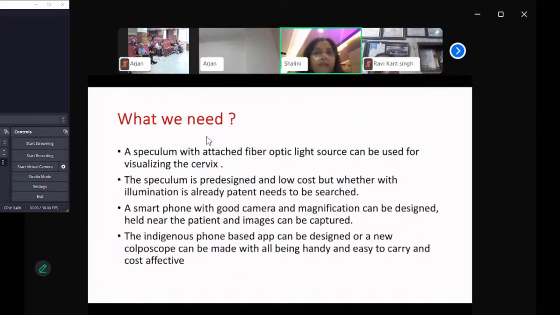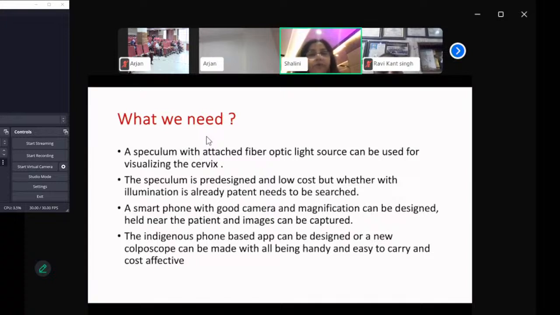So what we need is a speculum with an attached fiber optic light source which can be used for visualizing the cervix. Now this is already patented, which I could see. So the speculum can still be designed at a low cost in India, and we need a smartphone with a good camera and magnification which can be held near the external genitalia, so that an image can be taken and captured.